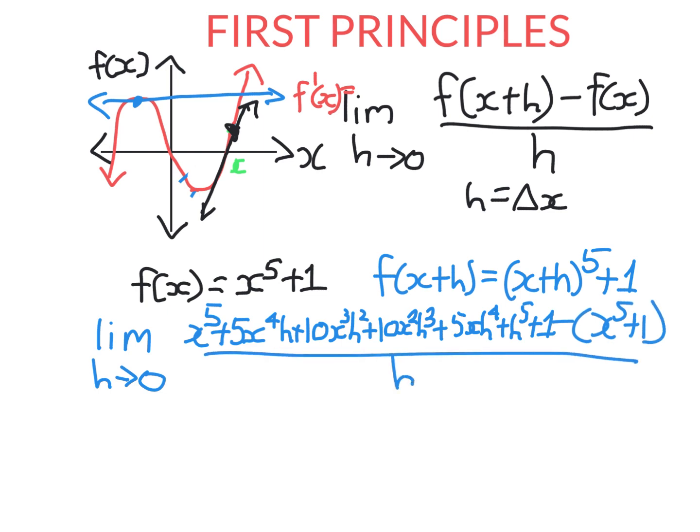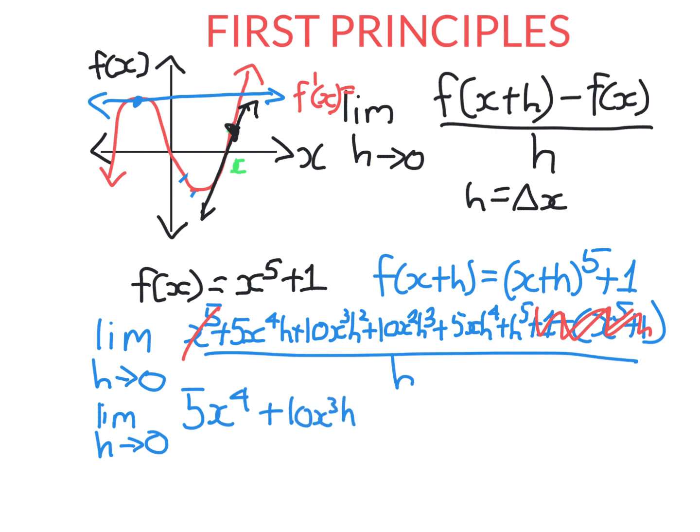Now, a few things here will cancel out. x to the power of 5 minus x to the power of 5 is nothing. 1 minus 1 is nothing. All of that cancels out. Now, what we saw when we were doing limits, when we have a situation like this, we can't substitute h as 0 because we'd be dividing by 0. So what we're going to do is we're going to take each term one by one and divide by h. So 5x to the power of 4 divided by h, and 10x cubed h squared divided by h, and so on. Now we have an equivalent expression into which we can substitute h for 0.